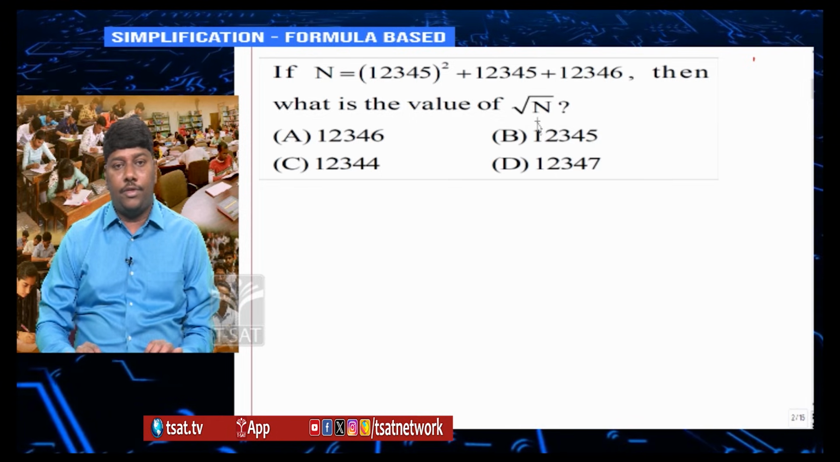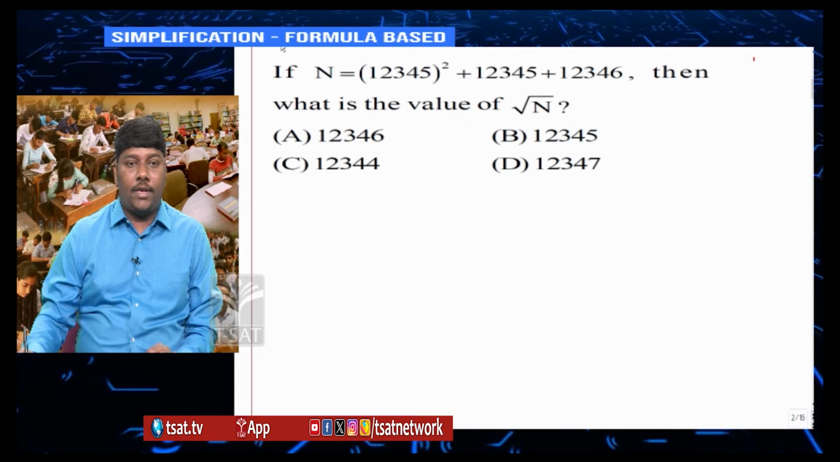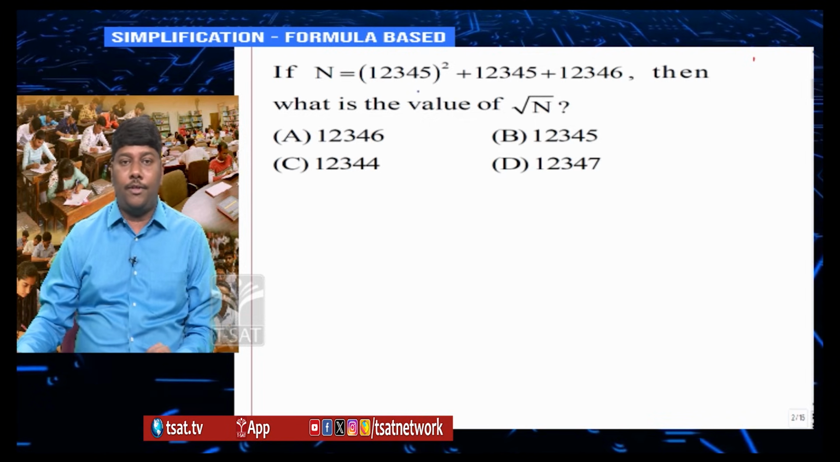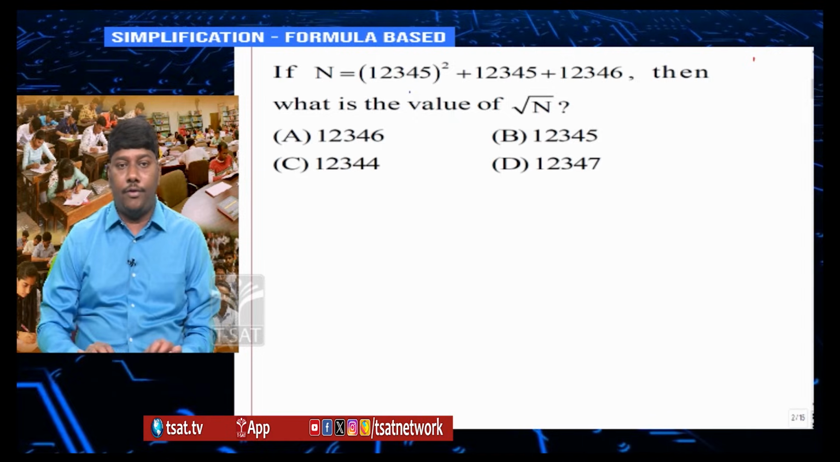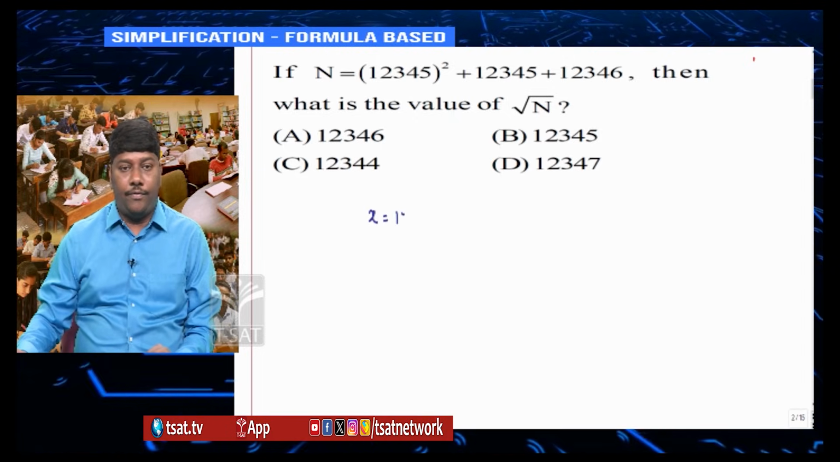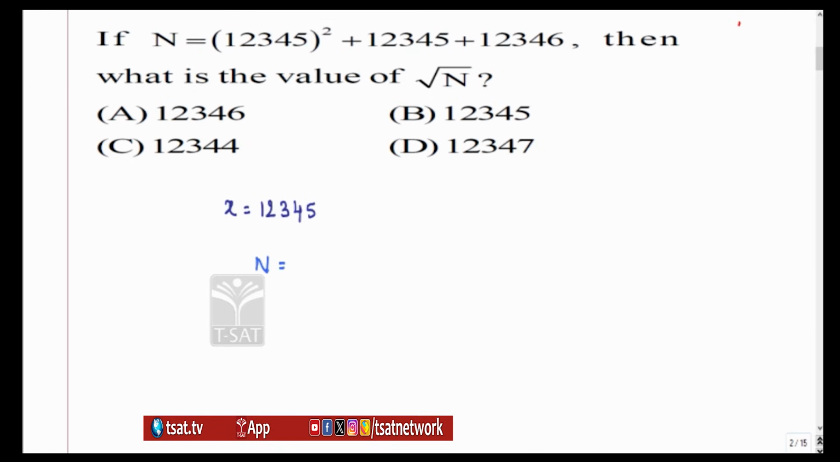Now look at this 12345. You are not going to solve this by calculation. We are going to apply the formula. So here 12345, if I assume it as x, let x = 12345. So the entire thing becomes what? n = (12345)² becomes x².